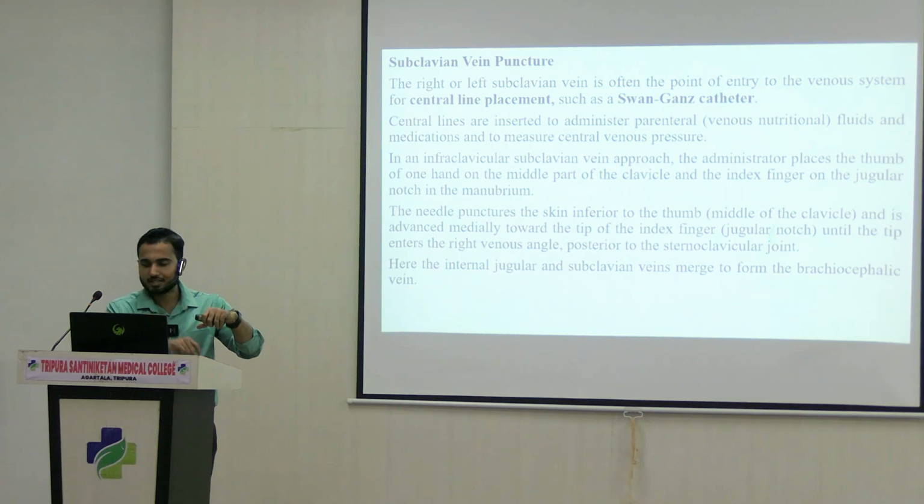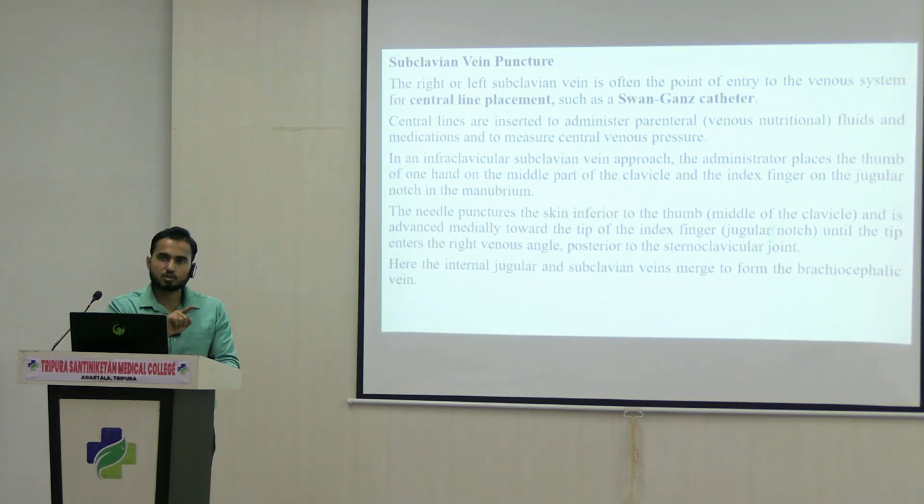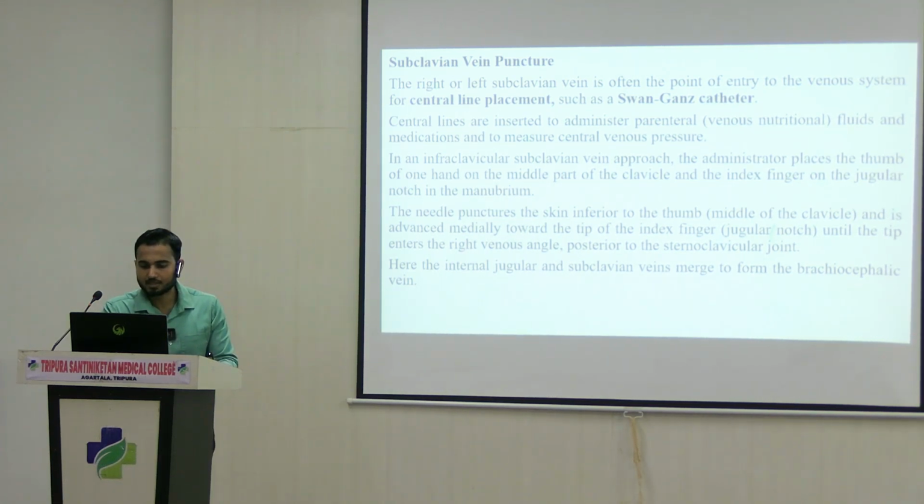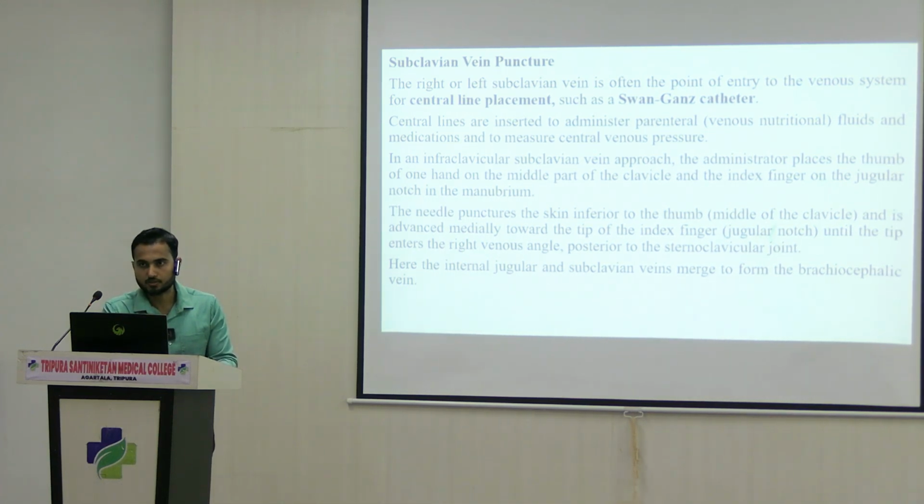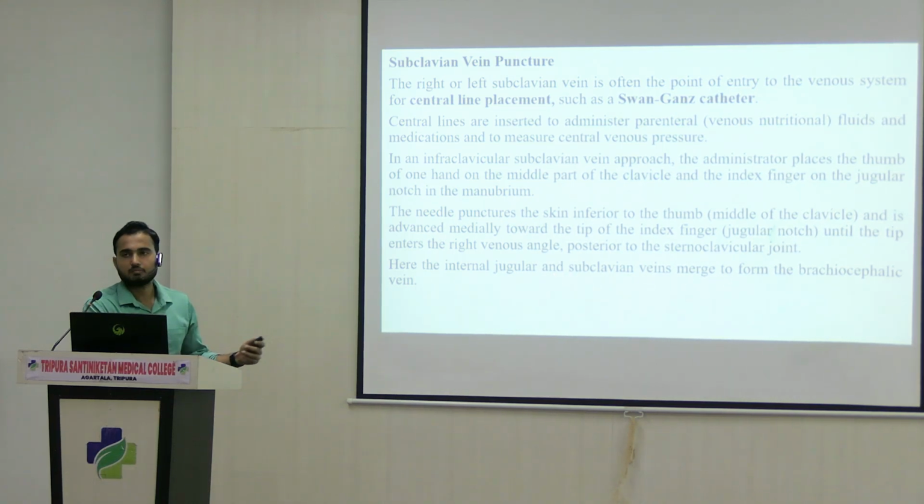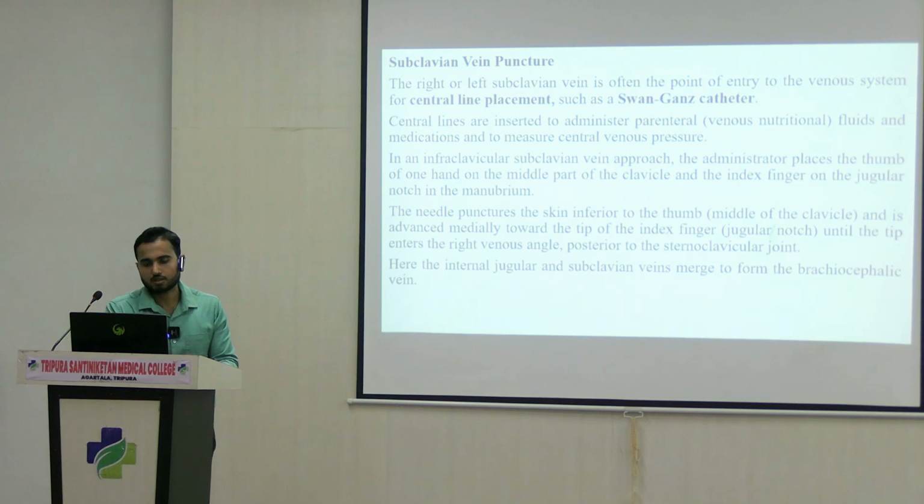Okay, now when the skin is punctured, at that time the tip of the needle should be towards the index finger, not straight towards the index finger, until the tip enters the venous angle, that is the posterior to the sternoclavicular joint. Okay, this is how the needle is inserted. Here the internal jugular vein and the subclavian vein will merge together to form the brachiocephalic vein.